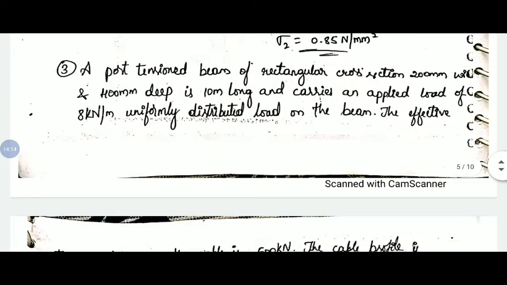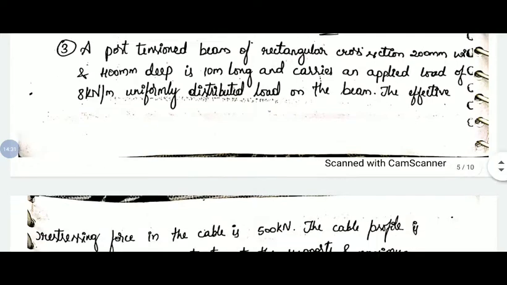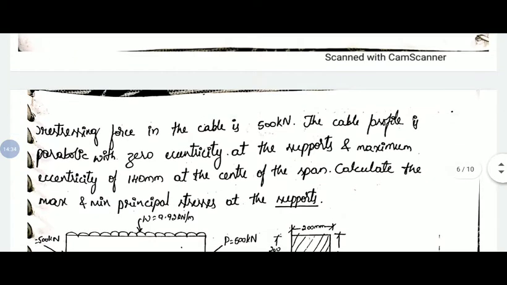Next problem. A post-tensioned beam of rectangular cross section 200 mm wide and 400 mm deep is 10 meter long and carries an applied load of 8 kN per meter UDL, or uniformly distributed load, on the beam. The effective pre-stressing force in the cable is 500 kN and the cable profile is parabolic with zero eccentricity at the supports and maximum eccentricity of 140 mm at the center of the span. Calculate maximum and minimum principal stresses at the support.